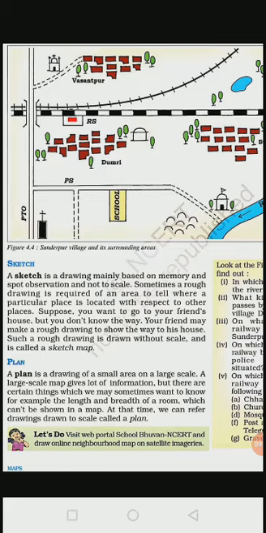Then next one, plan. See, a plan is a drawing of a small area on a large scale. A large scale map gives a lot of information, but there are certain things which we may sometimes want to know. For example, the length and the breadth of a room, which can't be shown in a map. At that time, we can refer to a drawing drawn to scale called a plan. Plan is also a drawing of a small area on a large scale.